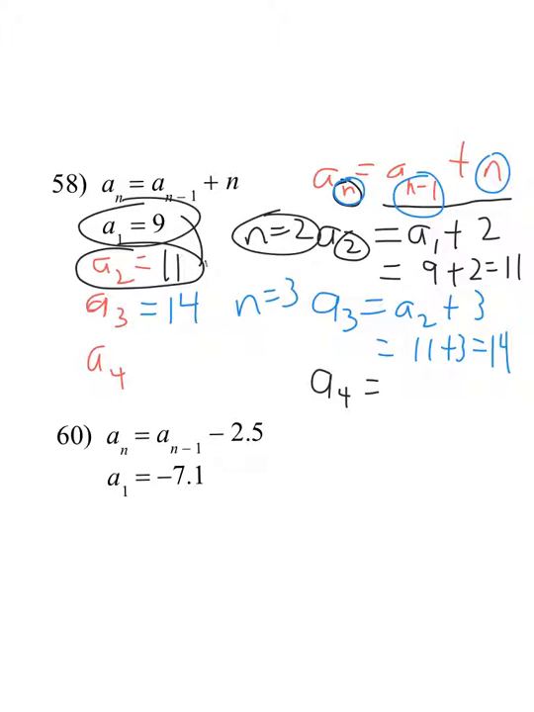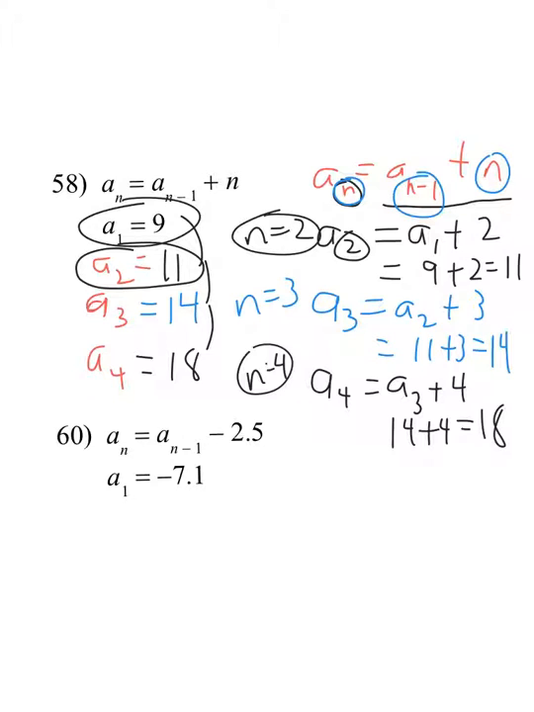While I added 2, I added 3. If you could figure that out, you could go ahead and say, well, I'm going to add 4 here, and it's 18. Let me just show you that's what we get. Well, n would be 4 here. So if I did 4 minus 1, it's going to be A3, and add 4. A3 was 14, plus 4 is 18.